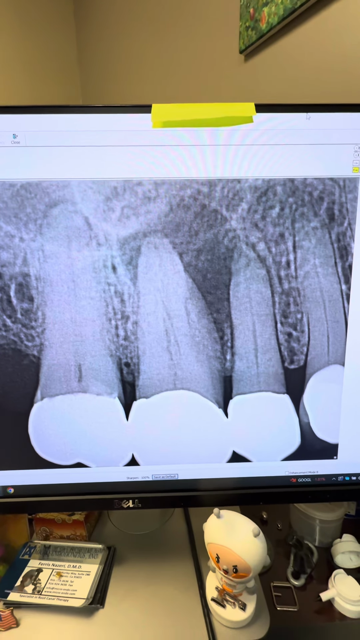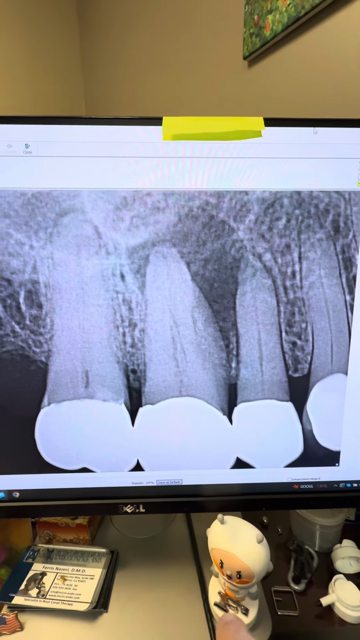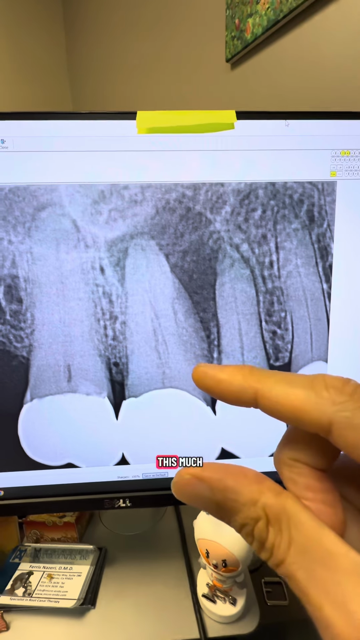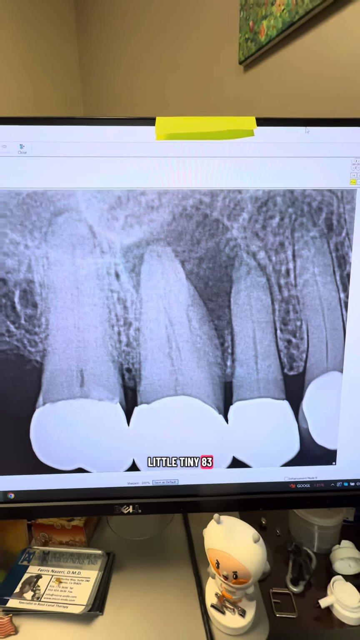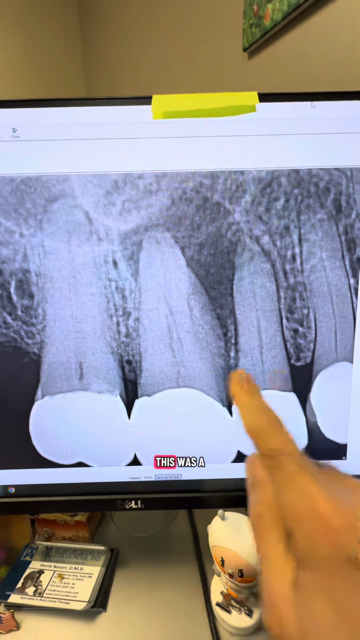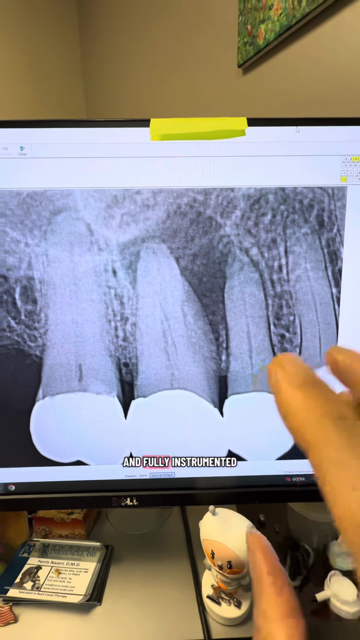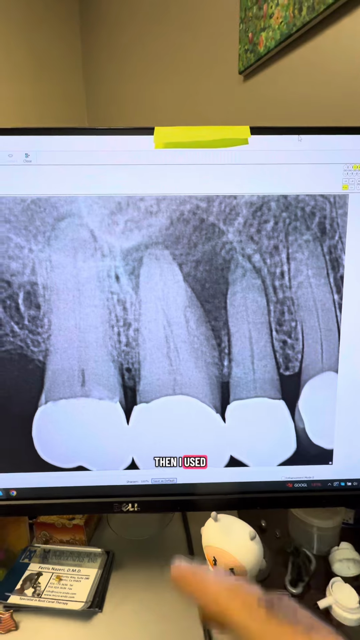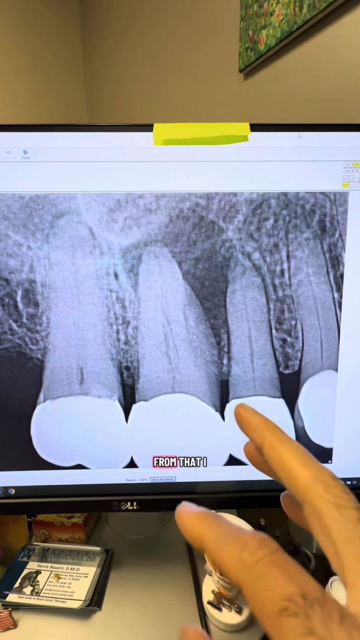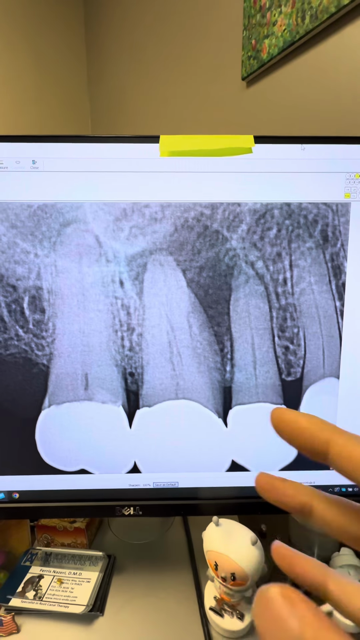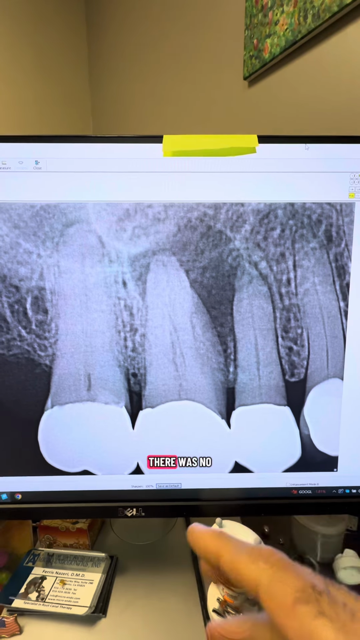I'll try. And went through the gold crown. And of course, as I said, she's 83 years old, opening this much. Little tiny 83-year-old woman. This was a very interesting tooth. I first found the palatal canal and fully instrumented it. Then I used geometry, and from that I was able to locate the distobuccal and MB canals. There was no MB2.